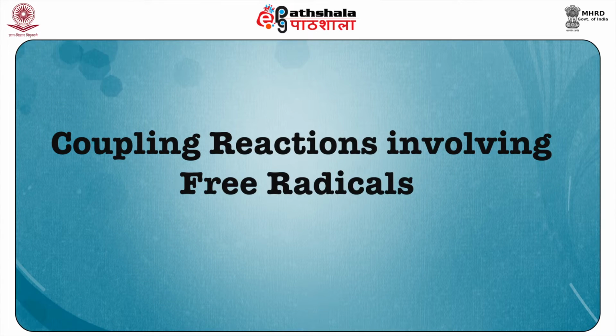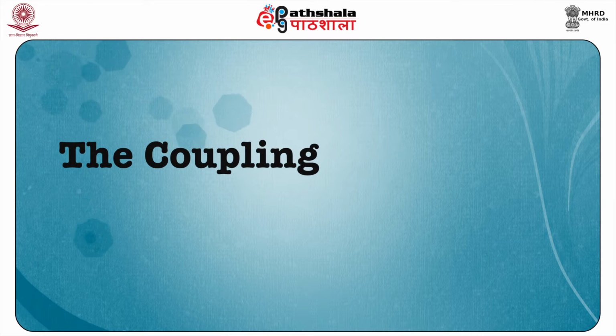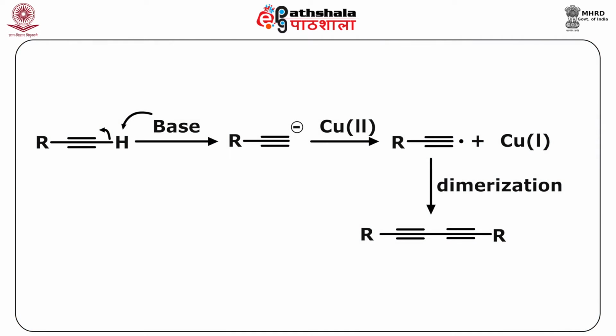Coupling reactions involving free radicals. Firstly, the coupling of alkynes. The coupling of acetylene and mono-substituted acetylenes is catalyzed by copper in two oxidation state complexes. This yields dienes in the presence of a suitable base such as pyridine. The probable route of the reaction is via one electron oxidation of the acetylide anion by copper 2 ion. This is followed by dimerization of the resulting acetylide radical.